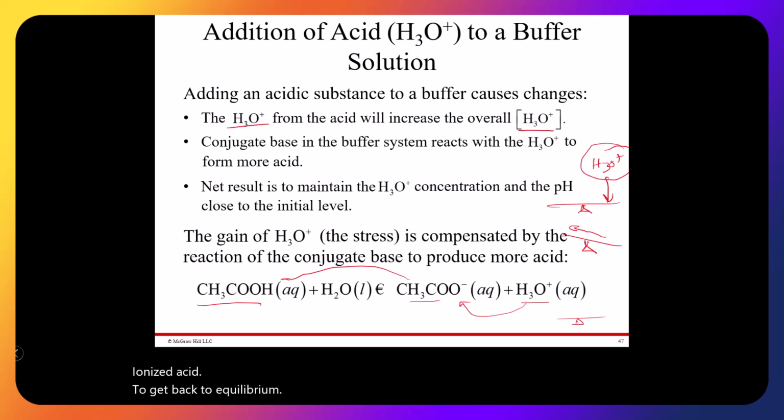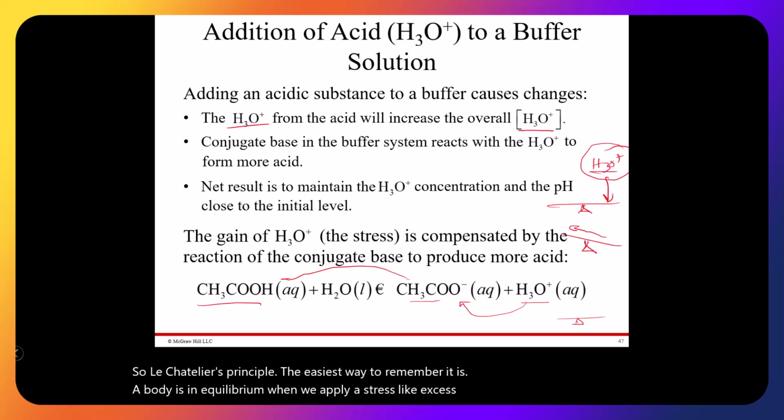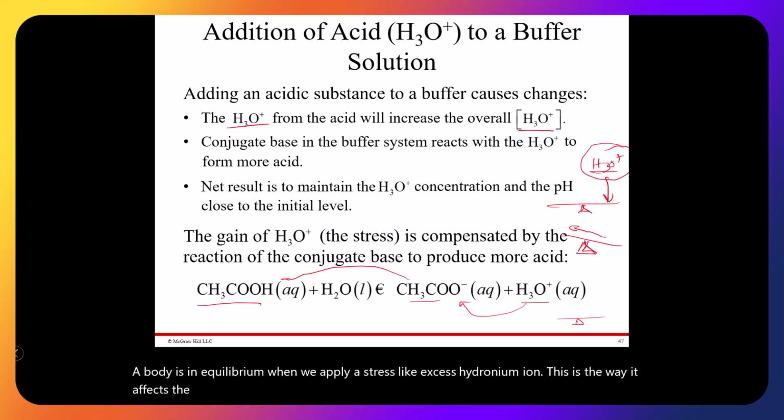So Le Chatelier's principle, the easiest way to remember it is a body is in equilibrium when we apply a stress like excess hydronium ion. This is the way it affects the system. The system will shift in such a way as to relieve the stress.